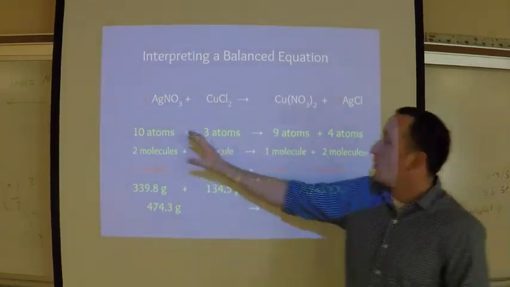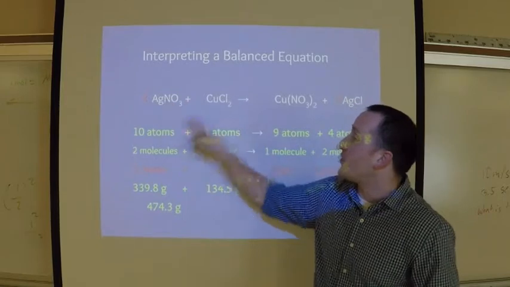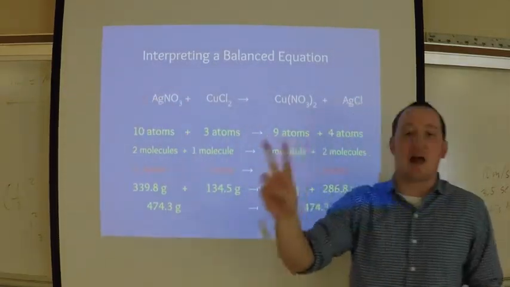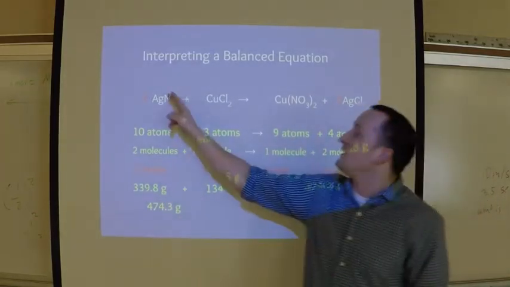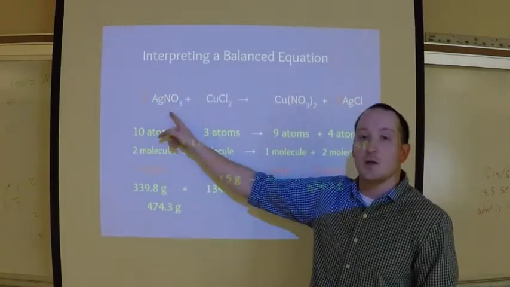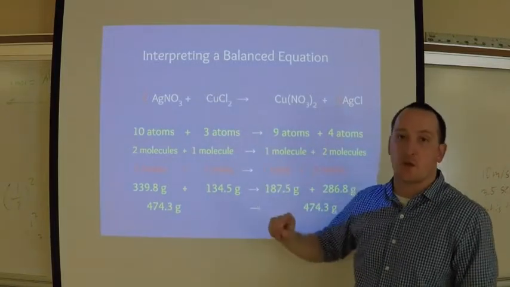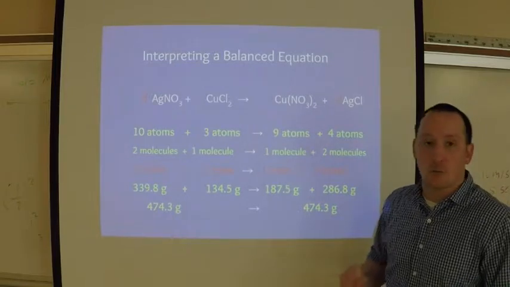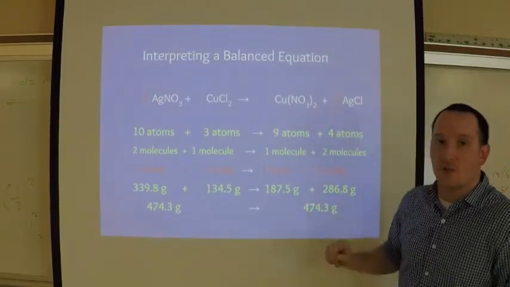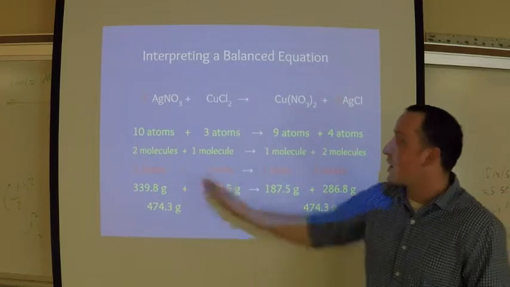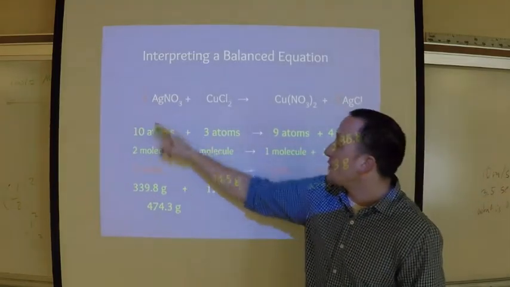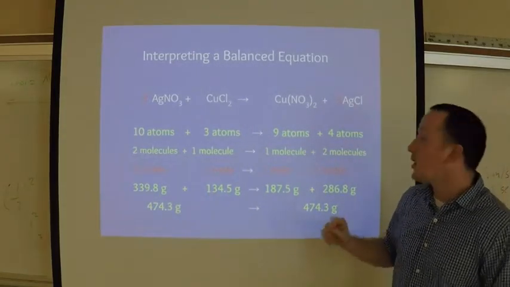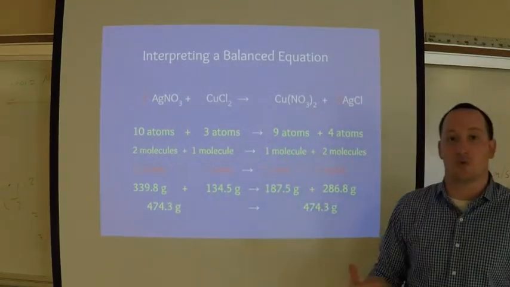Okay, now, notice how I have the number of atoms. So AgNO3 and this 2 in front, what that means is I need 2 of those molecules. I need 2 molecules of AgNO3 to react with 1 molecule of CuCl2 to make 1 molecule of Cu(NO3)2 and 2 molecules of AgCl. That's super important. We've talked about molecules. So notice how 2 molecules, 1 molecule, 1 molecule, 2 molecules. That ratio is also true of moles.